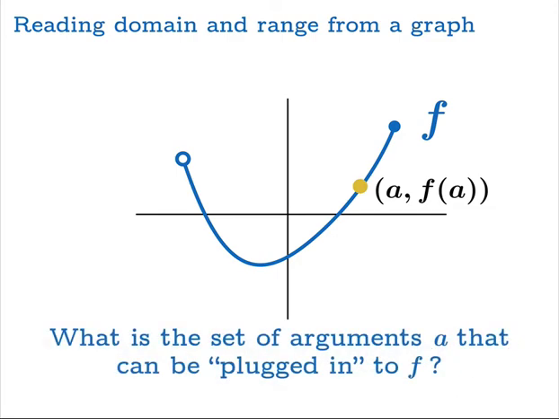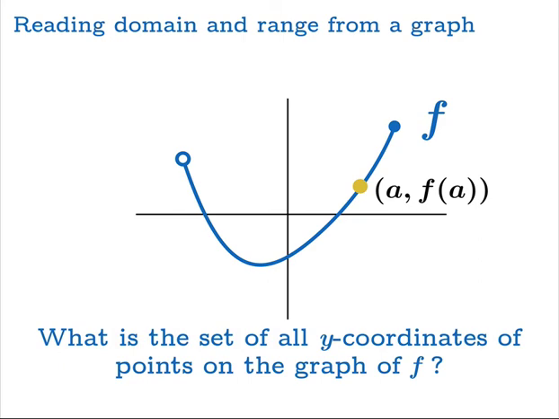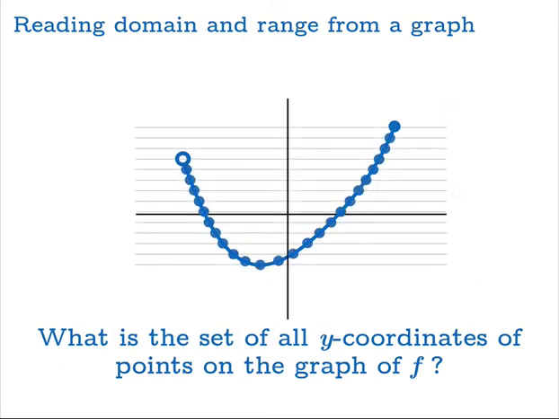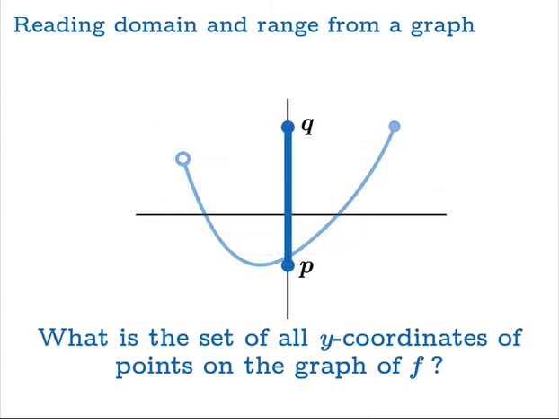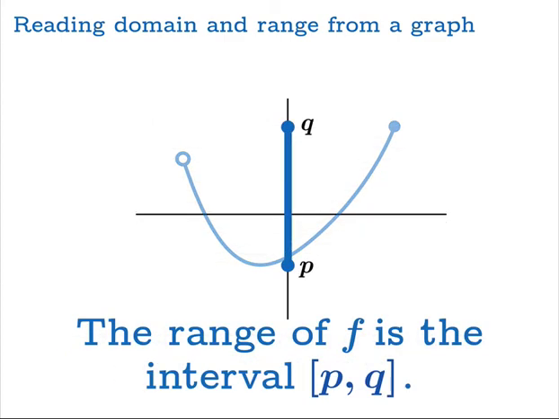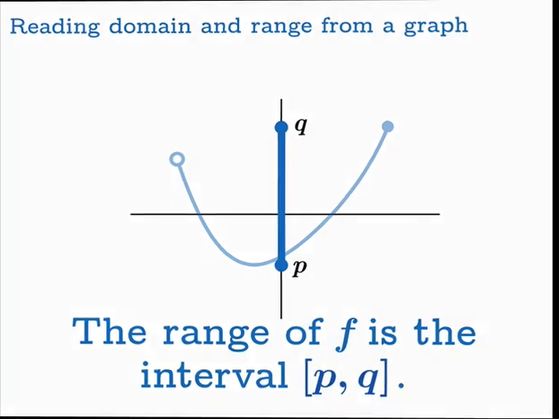In this case, what we're looking for is all the outputs, in other words, the y coordinates. So again, we're going to imagine the graph as a collection of points, and this time we're going to smash all of our points and project them onto the value axis. In this case, we get a closed interval from P to Q. So the range in this case is the closed interval from P to Q.